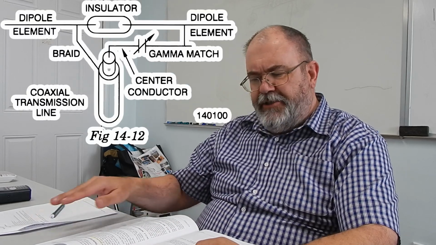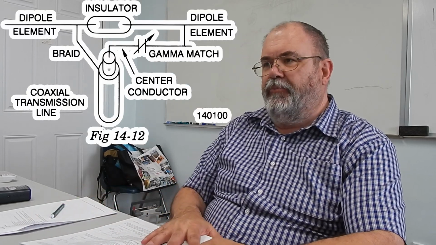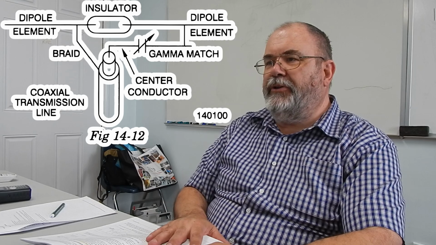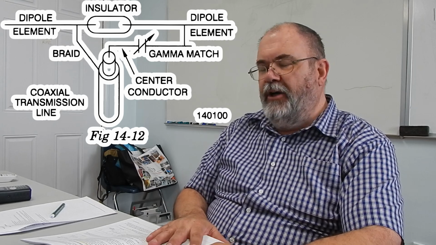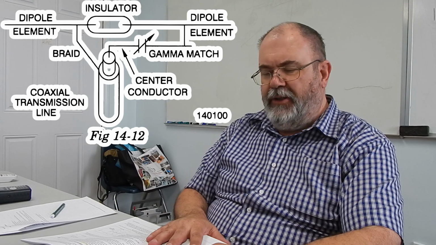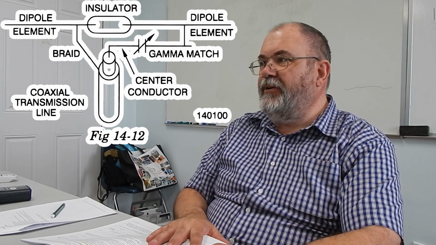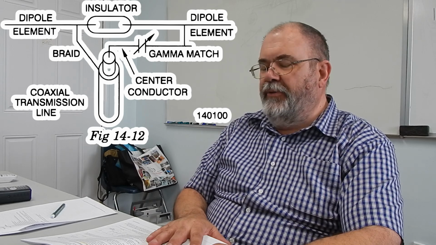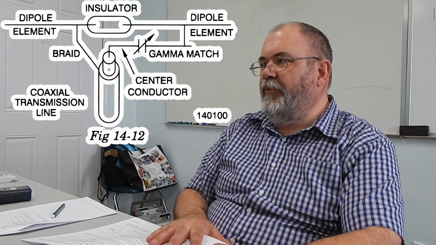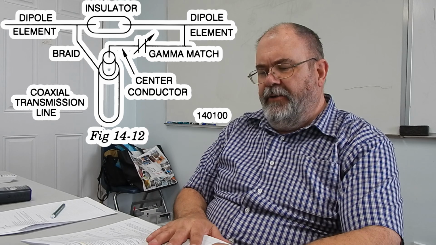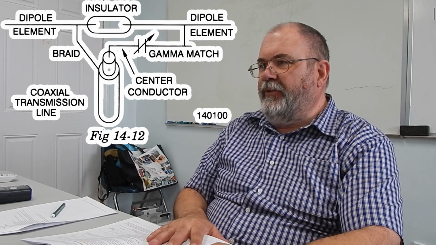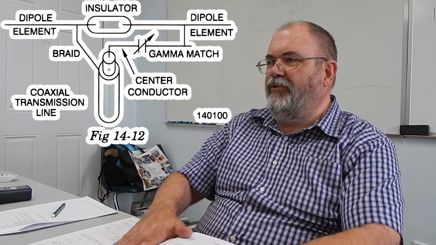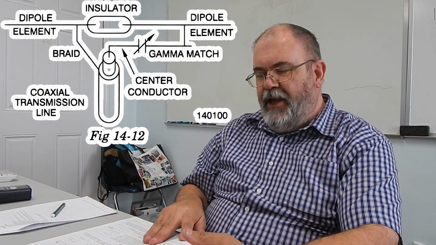The gamma match is the one that we're much more used to seeing for coax lines. This is where we simply take the ground braid of the coax and hook it directly to one element of our dipole, and we take the center conductor of our coax and put it through a capacitor and hook it to the other element of the dipole. By tweaking that capacitor, we can hopefully match the impedance of our antenna, which is roughly 72 ohms, to our 50 ohm line, and be happy.